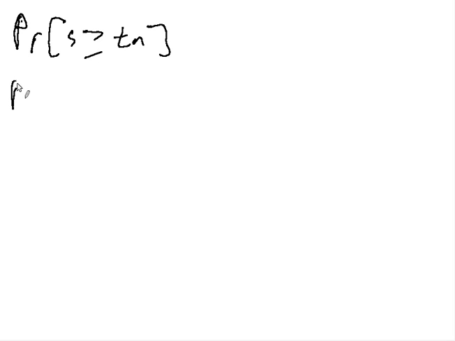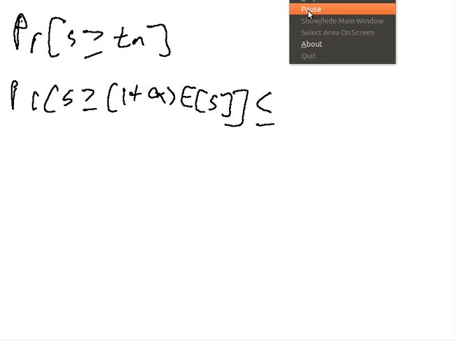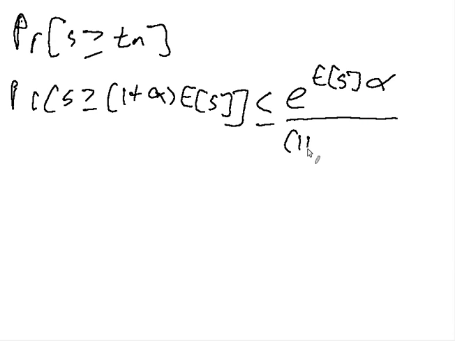Chernoff's bound says that the probability that S is greater than or equal to (1 plus alpha) times the expected value of S is at most e to the expected value of S times alpha, over (1 plus alpha) to the expected value of S times (1 plus alpha).